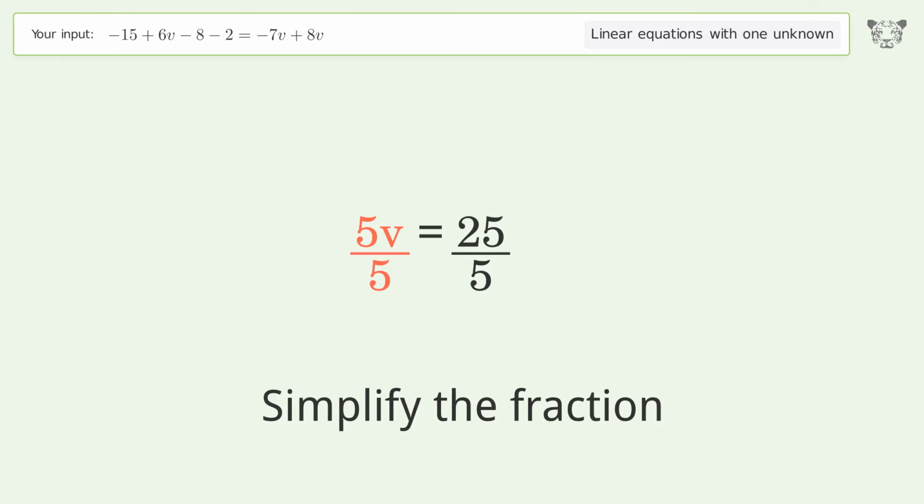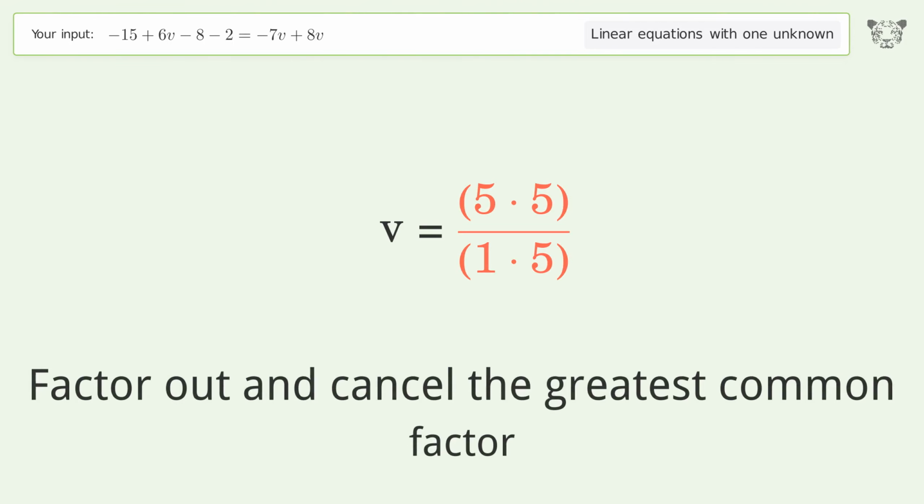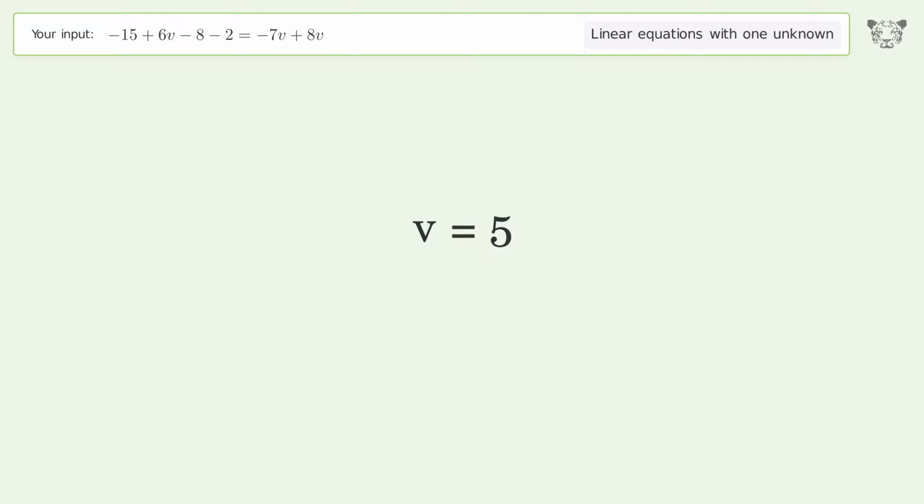Simplify the fraction. Find the greatest common factor of the numerator and denominator. Factor out and cancel the greatest common factor. And so the final result is v equals 5.